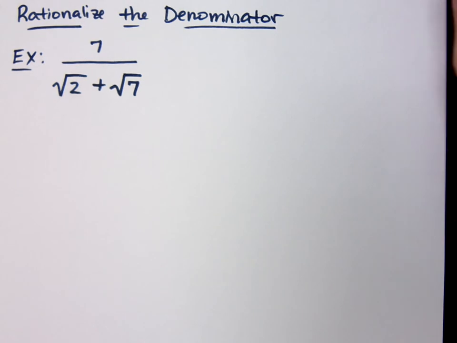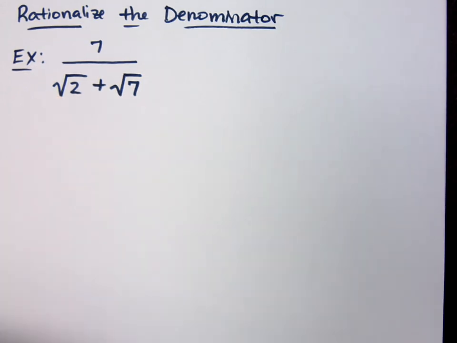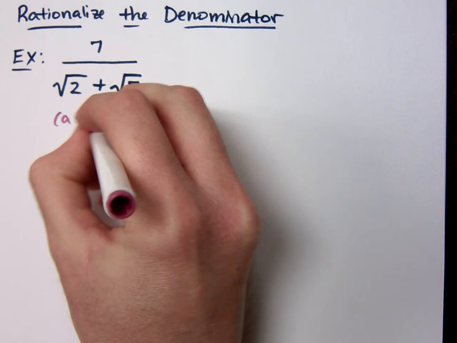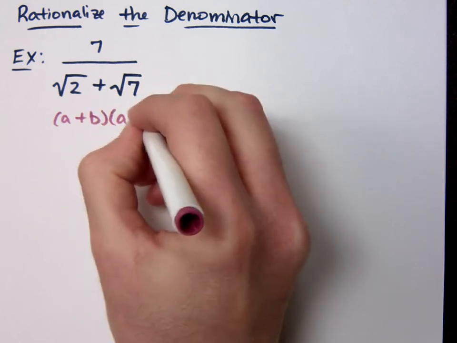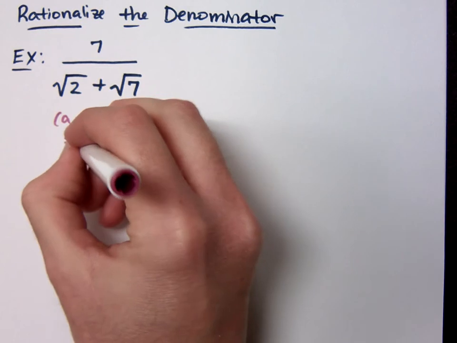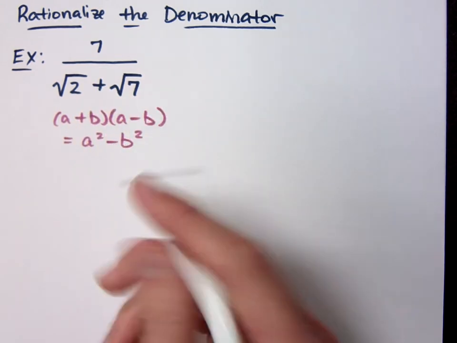We talked about this at the end of class last time, how we want to create a difference of squares. We want to create something so that these radicals will be able to go away. And if I create the difference of squares, I'm working with what's called conjugates. A plus b and a minus b are called conjugates. And that gives me a squared minus b squared. That's what I want to have.